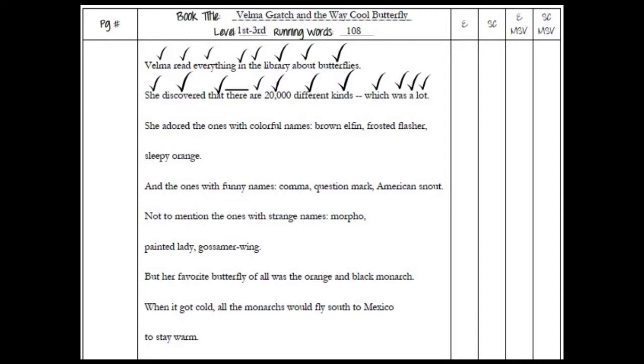The first error we are going to look at takes place on the second sentence of our text. She discovered that are 20,000 different kinds, which was a lot, is what the student said. So when the student skips the word there, we can see that she may have still been using meaning because the text still mostly makes sense. However, we would not speak like that in the English language, therefore we know the reader is not using syntax. The reader is also not using visual cues because she skipped a word. We will mark this in the error column marked MSV for meaning, syntax, and visual, stating that the student did not use syntactical or visual cues. This may be something we try to work on with the student at a later date.